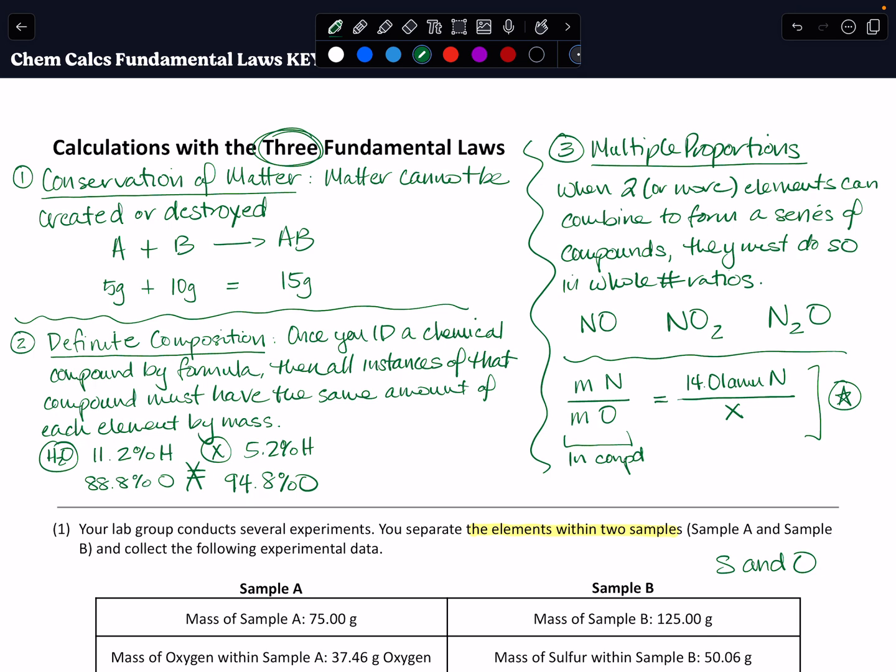Those are the calculations that accompany these 3 fundamental laws of chemistry. Make sure that you understand what the laws are and then how you can use them mathematically, what you can use them to determine about your samples.